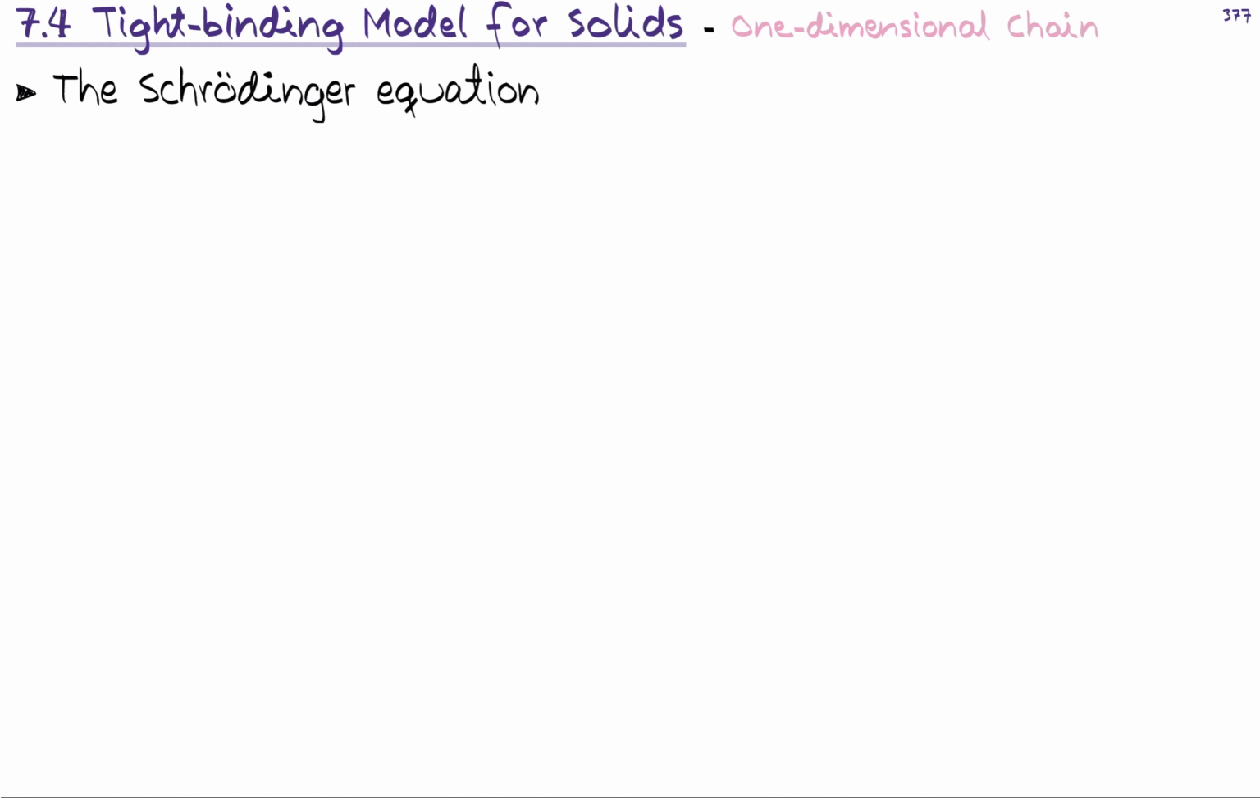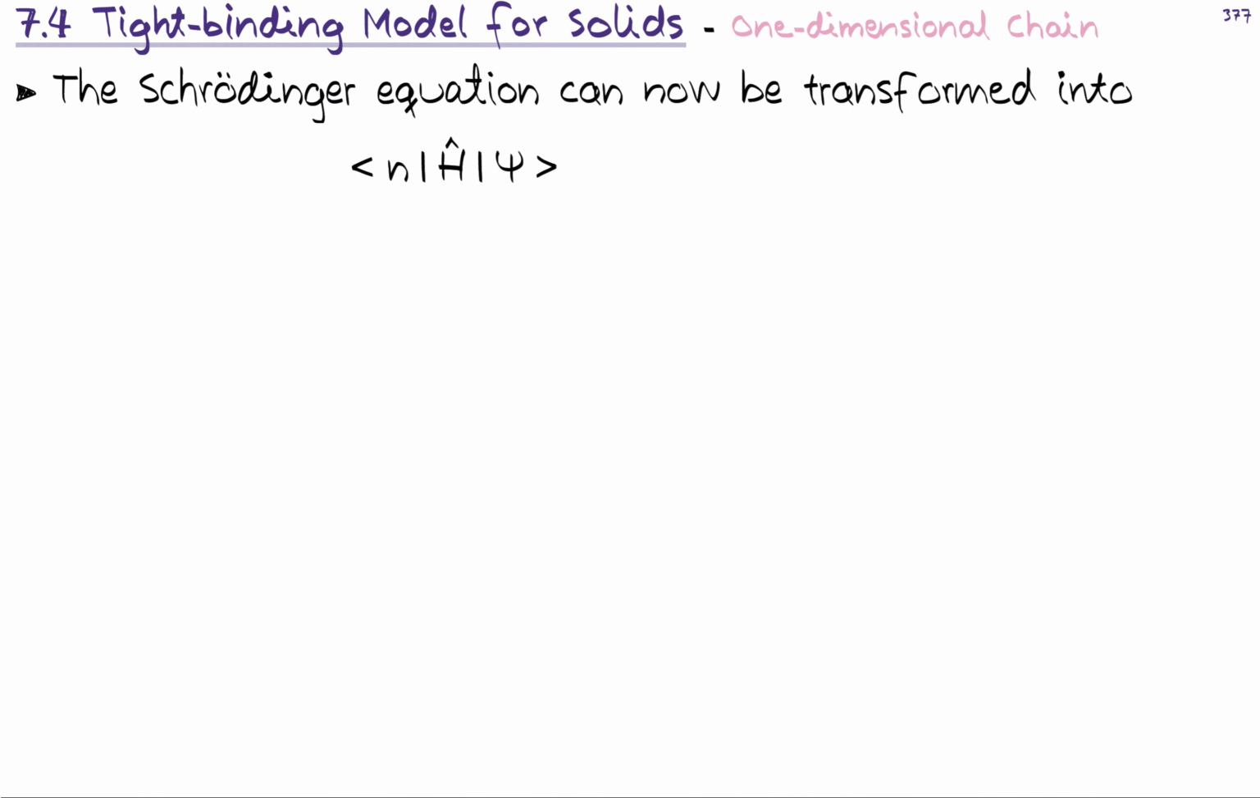Let's now look next at the Schrödinger equation and how we can transform that into an eigenvalue problem. We can multiply the Schrödinger equation from the left-hand side with the bra of n. Then we have this kind of term on the left-hand side of the Schrödinger equation, and the right-hand side, involving the energy operator E hat, is of this form. Essentially, we just multiply both sides from the left with the bra of n, and this is what we get out from the Schrödinger equation.